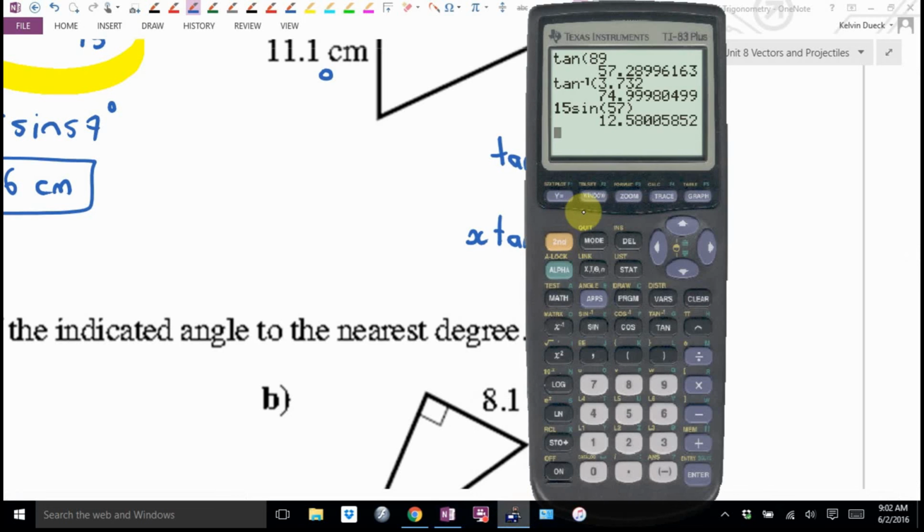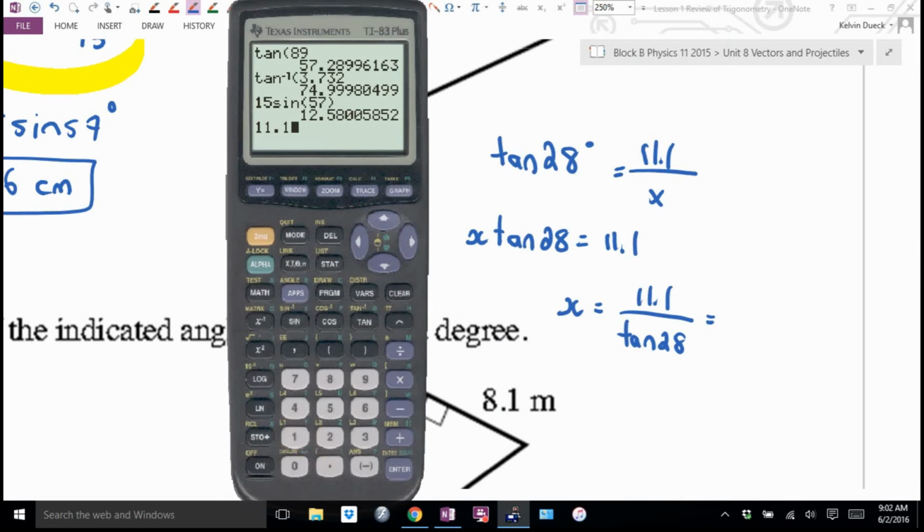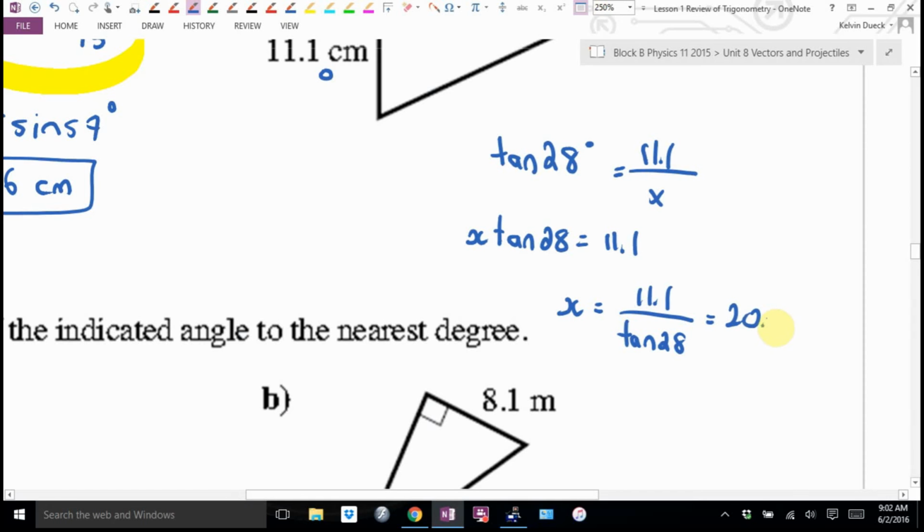And this is where you have to figure out how your calculator makes you type these things in. Some of your calculators, if you have a crappier one, you'll go 11.1 divided by 28 tan button equals. Hopefully I've gone on a rant occasionally about getting a good calculator. 20.9? Okay. And this one is also centimeters.